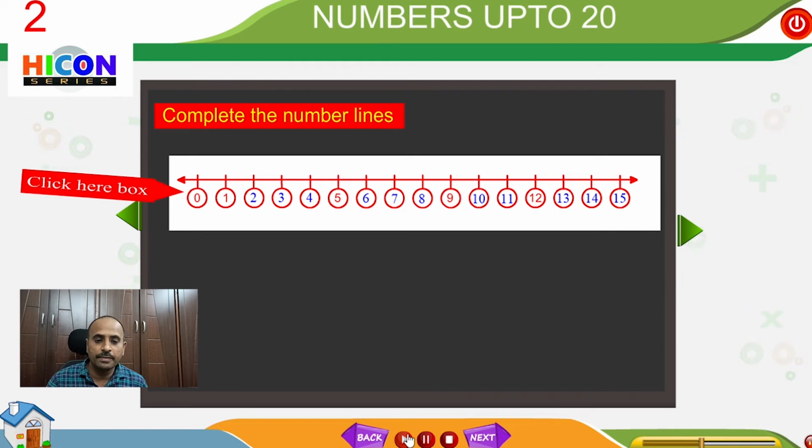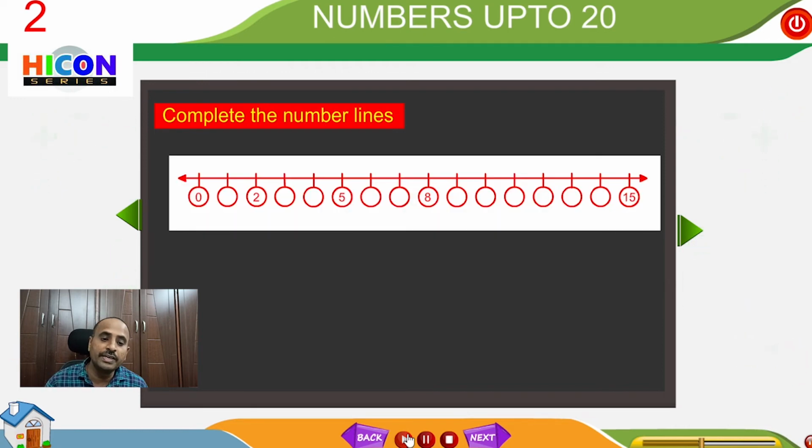Let us complete another number line. This is the second exercise on the number line. Let us practice the second exercise. So 0. After 0 we will get 1. After 1 we will get 2. After 2 we will get 3. Next 4, and next 5.